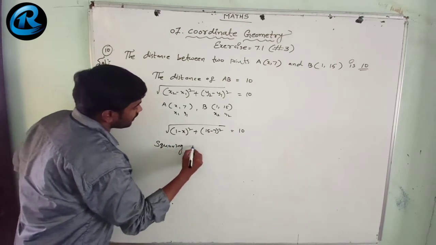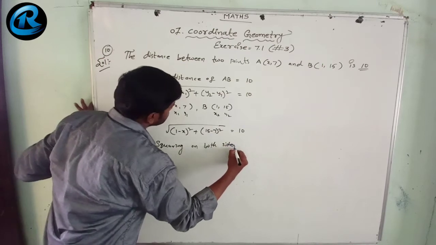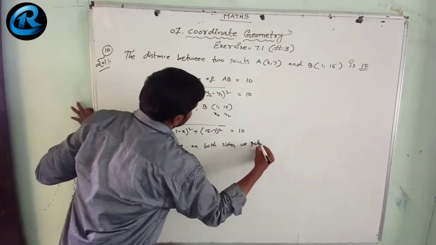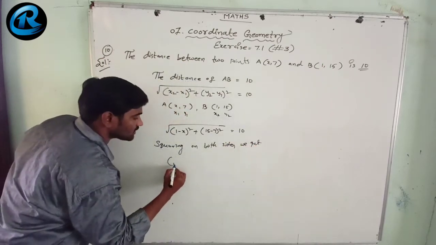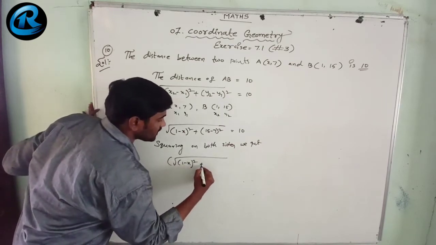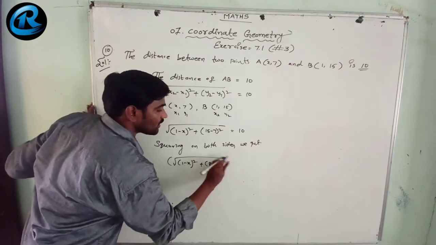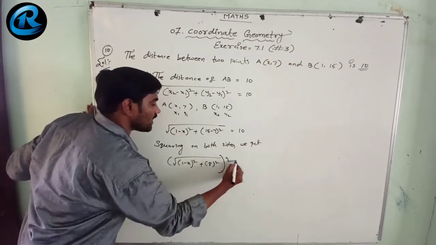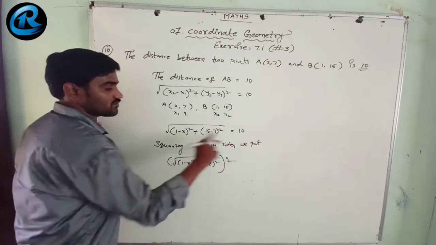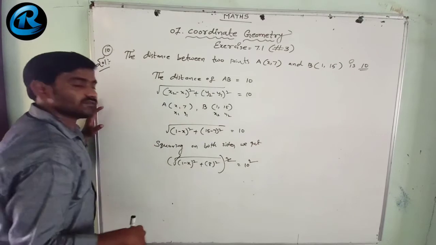Squaring on both sides we get, under root of (1 minus x) whole square plus 15 minus 7 is 8, whole square. This whole square, this square we have done. Here also we have done a square. Square and square root we can cancel.